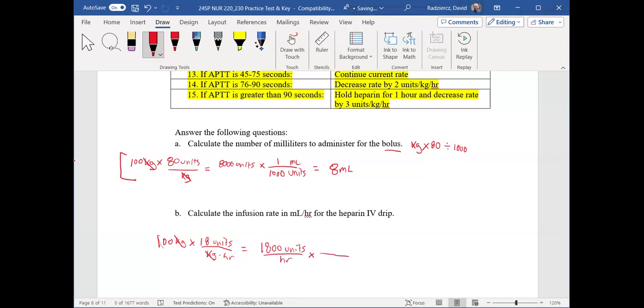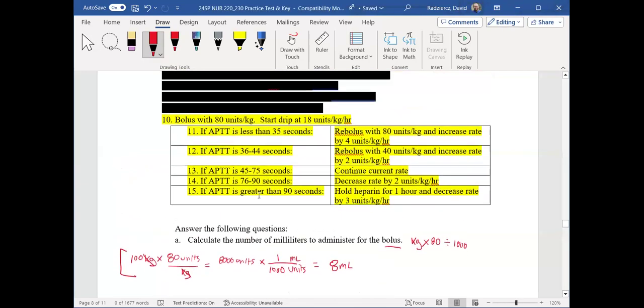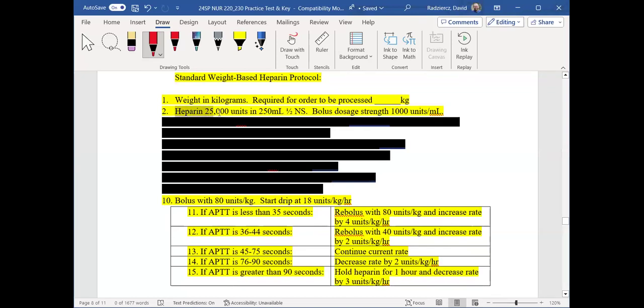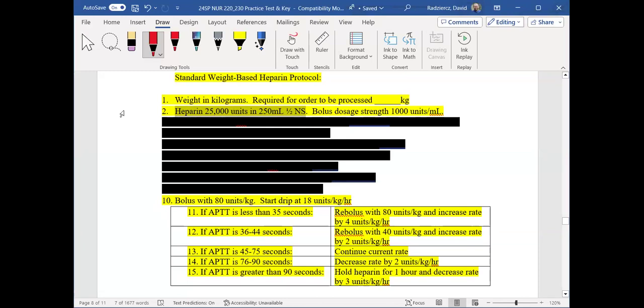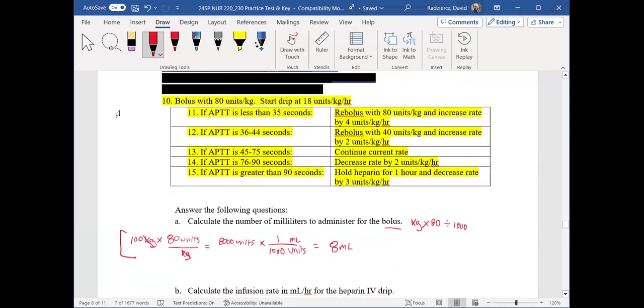Now, we don't want units per hour. We want milliliters per hour. So I'm trying to get rid of units and convert it to milliliters. So just like we did in the bolus question, I need to go back and refer to the heparin protocol, refer to what I have available. We're not going to use the bolus dose because we're not calculating a bolus. We're calculating based off of what the patient is hooked up to via IV. And that is a 250 milliliter half normal saline solution that contains 25,000 units of heparin. So those are the numbers I'm going to use.